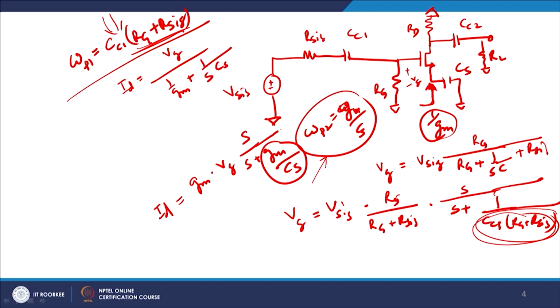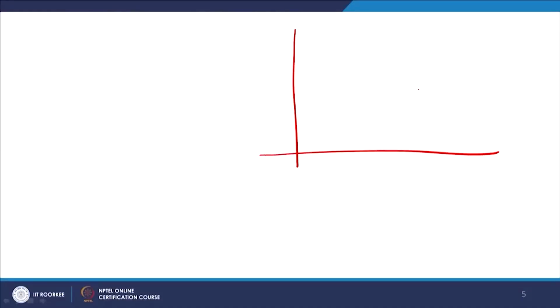I am not deriving it in the class, but you also get a third crossover point, omega p3, which is 1 by Cc2 into 1 by Rd plus Rl. This means that each of the capacitors Cc1, Cc2 as well as Cs starts to give you an extra dip in the output characteristics. As you lower your frequency, they start to fall drastically. If you plot frequency versus gain, you have a 3 dB bandwidth available. This shows a drop here, and then a drop here, and then a drop here.